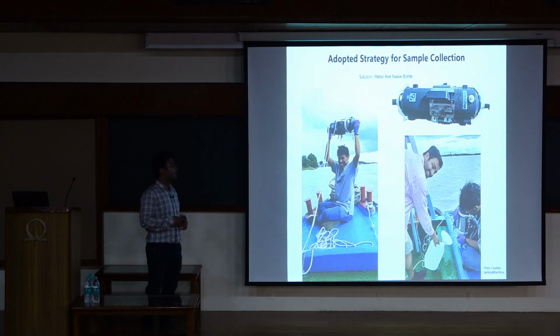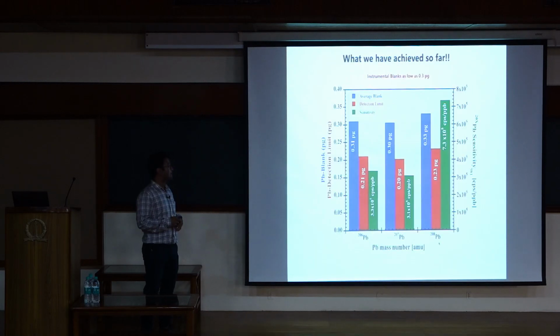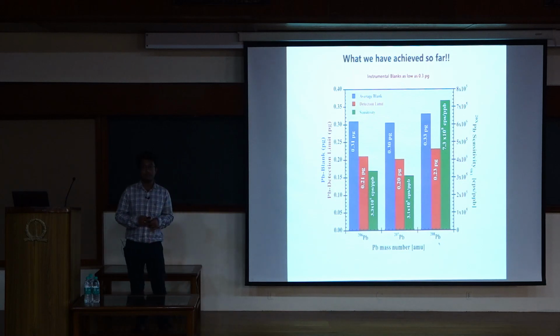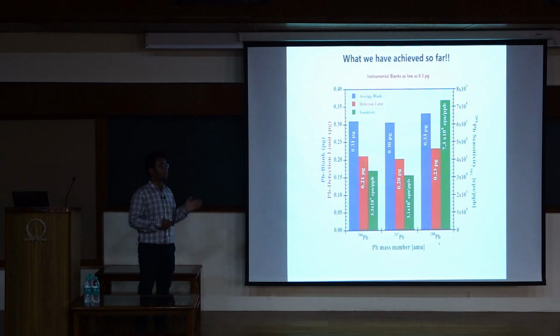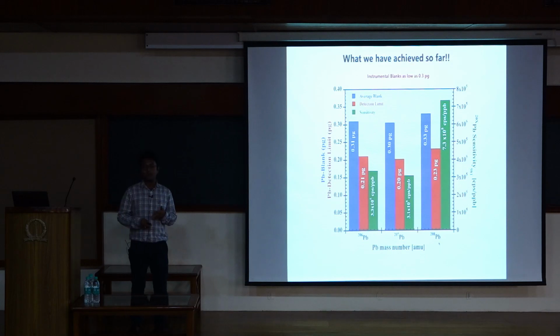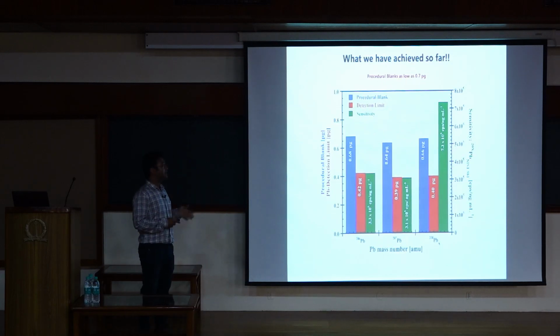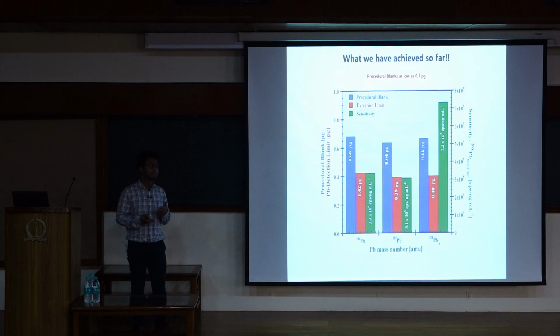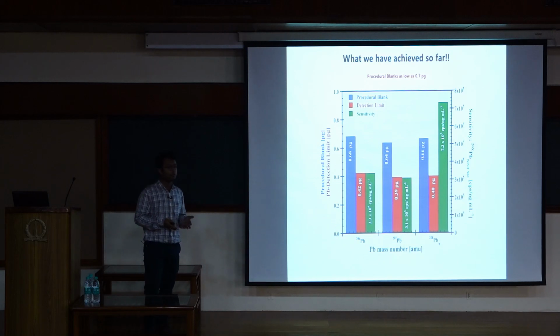Followed by that, we will process the samples in our class 10,000 clean lab, where the instrumental blanks are as low as 0.3 picogram, which makes sure that there is no contamination inside the lab, and the reagents that we are using have very little lead contamination. So even if we go through the entire lead separation chemistry, the lead blanks are as low as 0.7, which allows us to target samples like seawater, corals, and other low concentration or difficult matrix-rich samples.